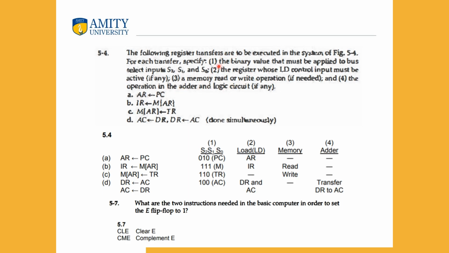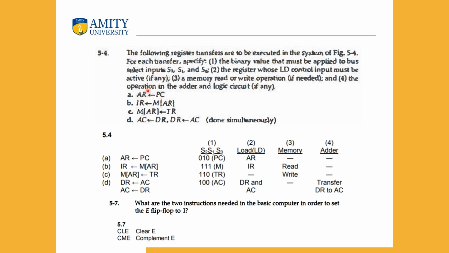So in the previous bus question, we had seen that there was a table given to us, and we had explained what is going to happen onto the bus accordingly. Over here we are supposed to make the same table. We are given 4 different statements that are to be executed. The first statement is PC will be added to AR.